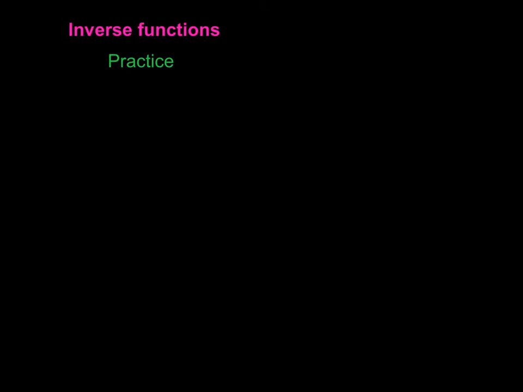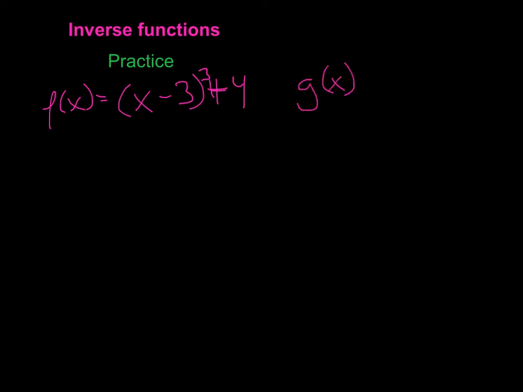So what if we gave you two functions, and I said f of x equals x minus 3 cubed plus 4. Oops, that should be a plus. And then I gave another function. I have to give it a different letter if I'm talking about another function. So let's say g of x is the cube root of x minus 4 plus 3. Okay, so I'm going to handle these separately. I'm going to separate these two, and I'm going to find the inverses separately.